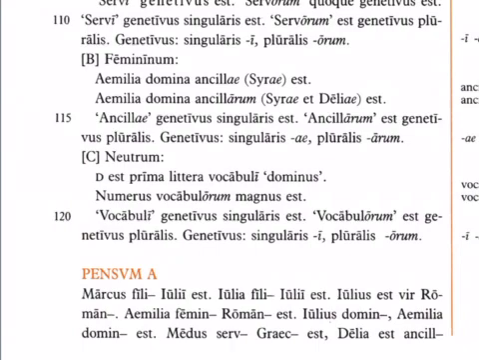So, for example, I want to say "of a slave," servi; "of a word," vocabuli. If I want to say "of books," I say librorum. If I want to say "of examples," I say exemplorum. So I've still got the same endings.